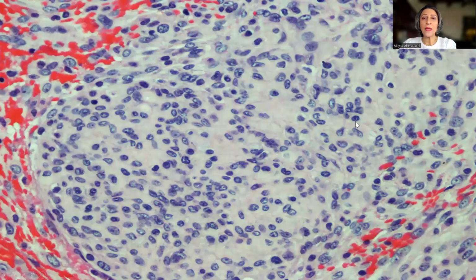Now, at high power magnification, perhaps this image will be more aligned with meningioma, where we have syncytial growth pattern. And what do we mean by syncytial growth pattern? That the boundaries between the cells are indiscrete. So we cannot really draw a line around the end of the cytoplasm of one cell and the beginning of the cytoplasm of the next cell. This is what is meant by syncytial growth pattern.